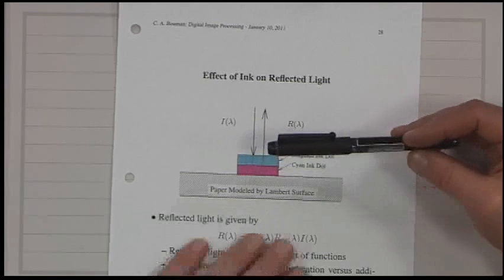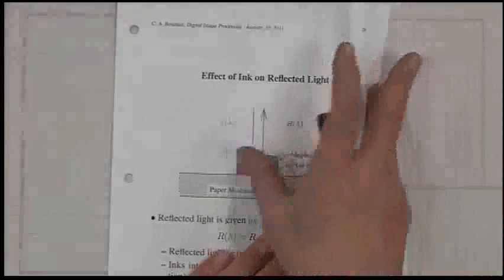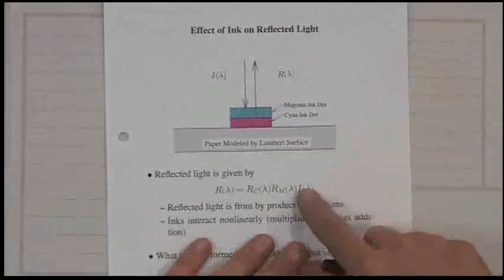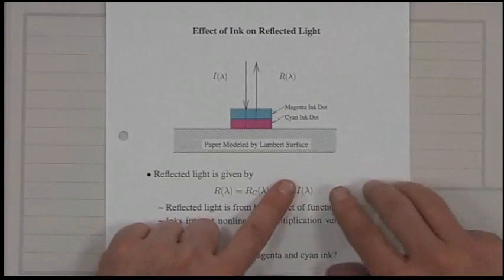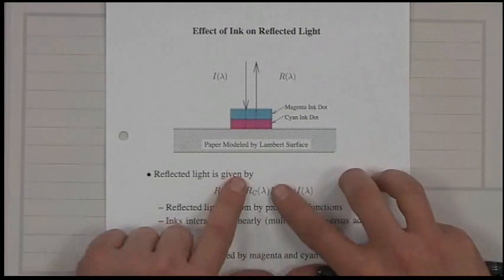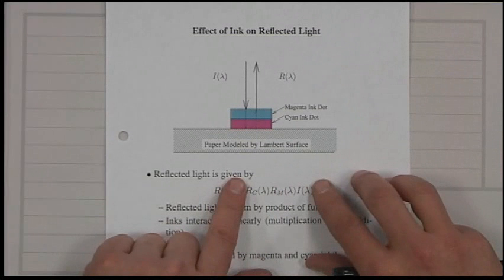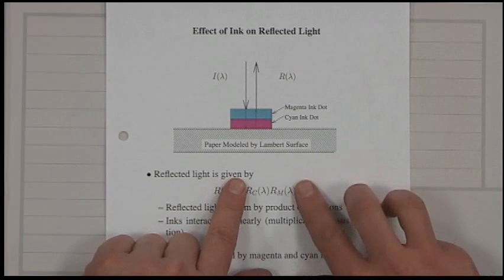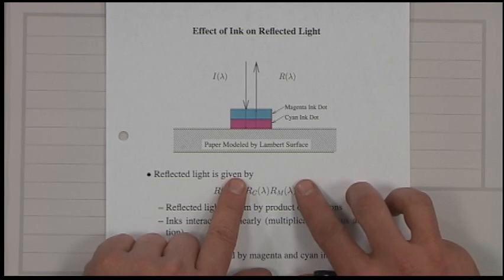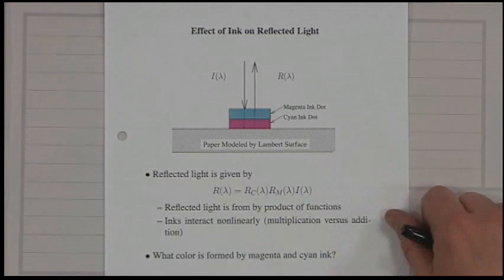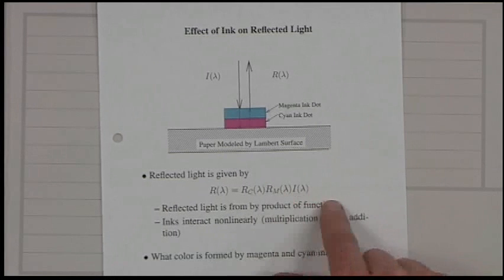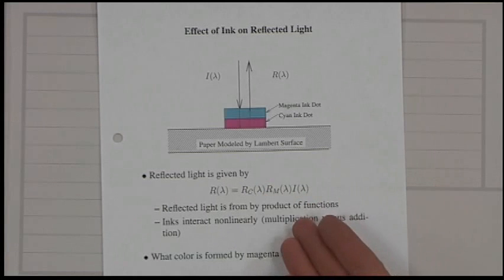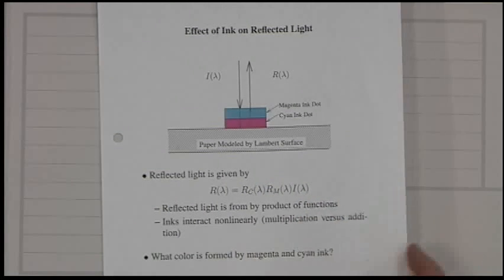So the reflected light is the illuminant I, as a function of wavelength, times the product of the two materials' absorption spectra. You can think of these like filters in linear time invariant systems, as functions of wavelength. So you multiply these all together. This is nonlinear because it's not additive, it's multiplicative.